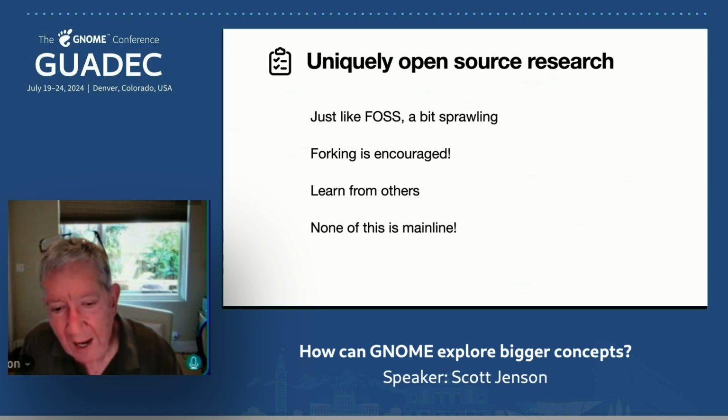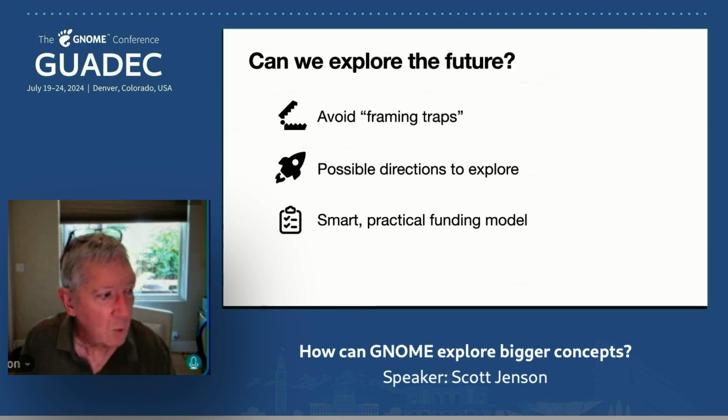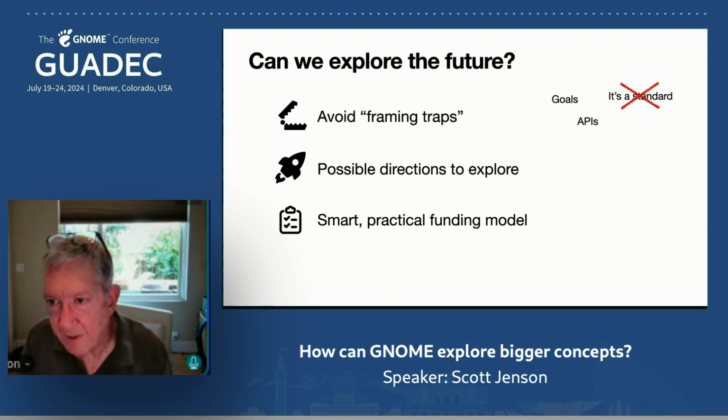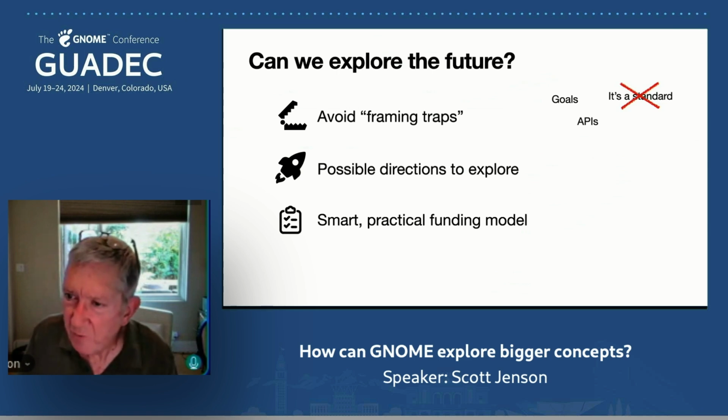We'll play with it. And after a couple of rounds, if it's looking really good, we'll talk about bringing it in mainline. So here's the quick summary. We want to avoid framing traps. Focus on goals, not constraints. APIs, not backend fixes. And try to avoid thinking things are a standard.